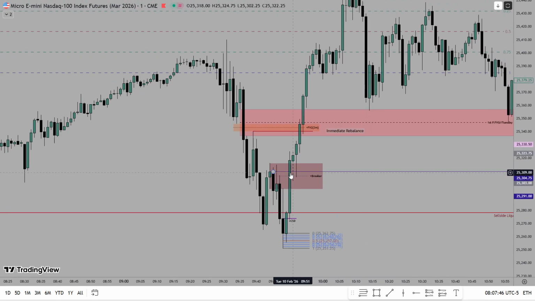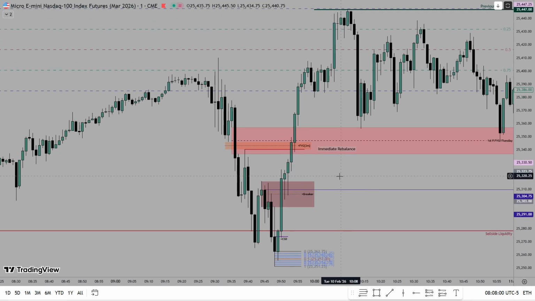These are the entry points. The first entry could be from this breaker block, this one. The second entry from this one, and this is a high risk, low reward entry, but you should be more experienced to take this kind of entry. I was not confident in this one, that's why I didn't take it, and I took this one after so many confirmations.